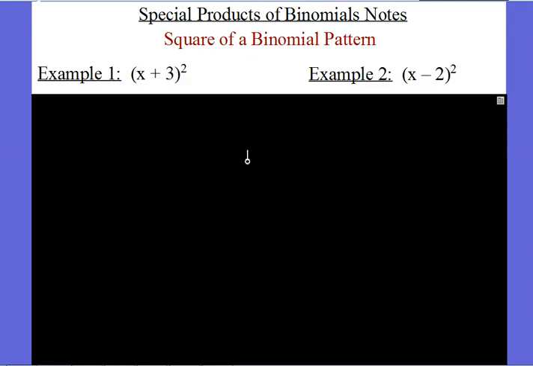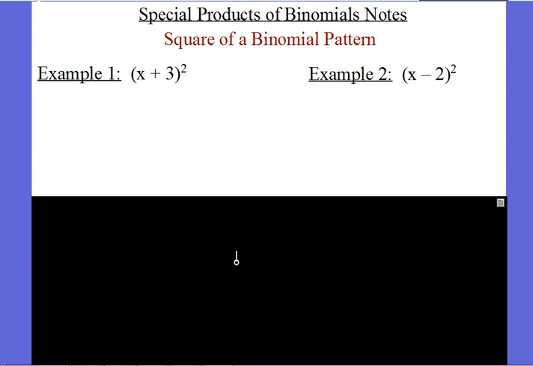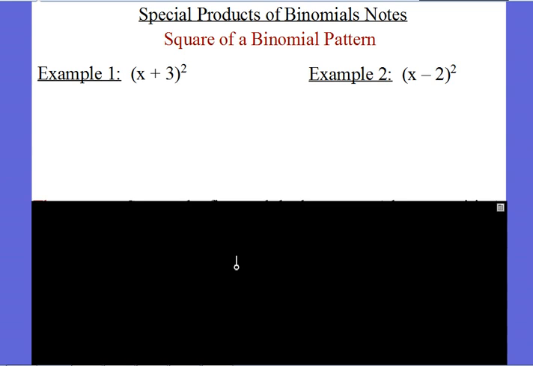In this video, we're going to look at special products of binomials. So what we're going to do is take a look at two different patterns. The first pattern we're going to look at is the square of a binomial pattern. We'll do two examples to see if we can come up with an overall pattern that happens, kind of like a shortcut that we can use whenever we see a square of a binomial.